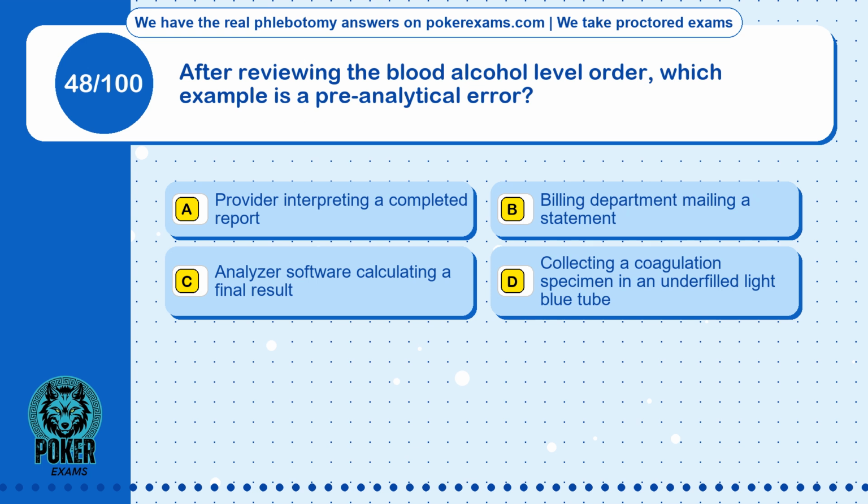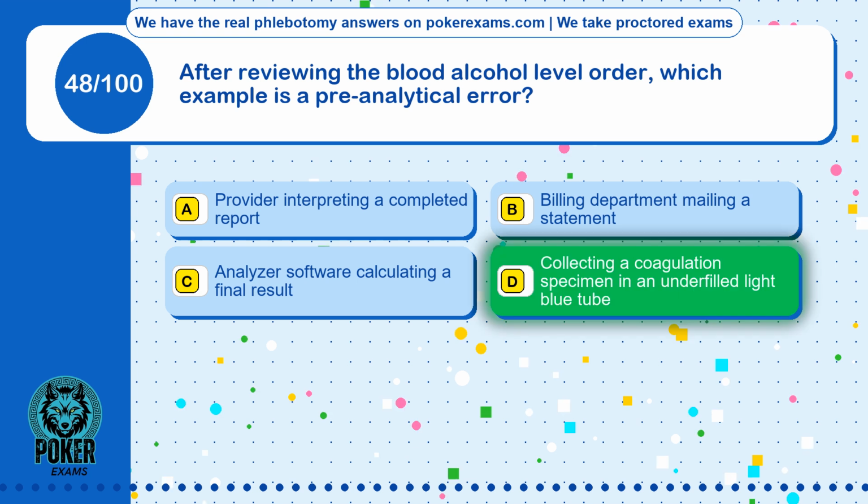Question 48. After reviewing the blood alcohol level order, which example is a pre-analytical error? Option A, provider interpreting a completed report. Option B, billing department mailing a statement. Option C, analyzer software calculating a final result. Option D, collecting a coagulation specimen in an underfilled light blue tube.